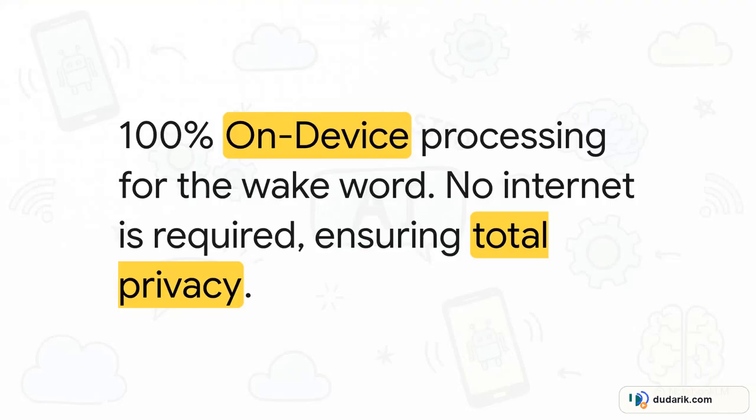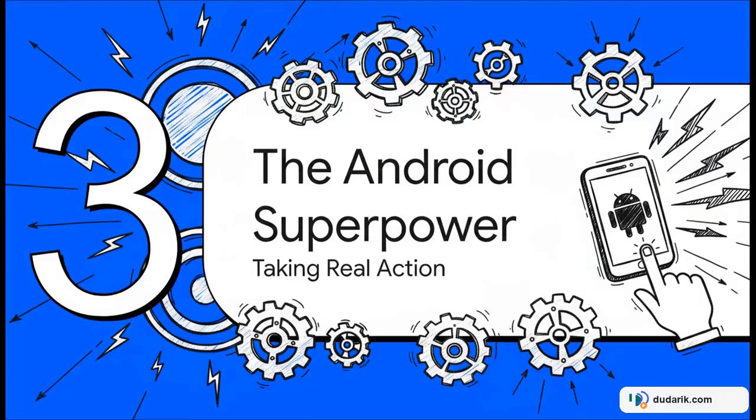And the magic behind this is a toolkit called Vosk. It's built from the ground up for on-device processing. What does that mean for you? It means the wake word detection is completely private, it's super reliable, and hey, it even works if you don't have an internet connection. Okay, so superpower number one is listening. That's huge. But the second superpower, this is where things get really exciting. It's the ability to take real action.